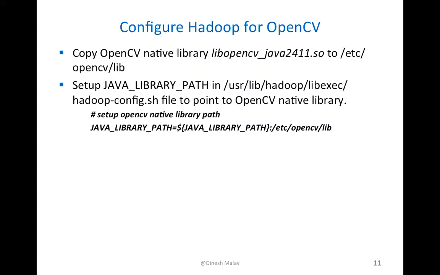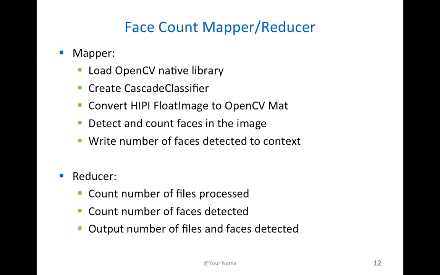To configure Hadoop to run OpenCV, we need to copy the native library that it builds into a shared location, something like etc OpenCV lib, and set a Java library path to point to this location in Hadoop configure script so that this path gets exported and is available for Hadoop to use it.